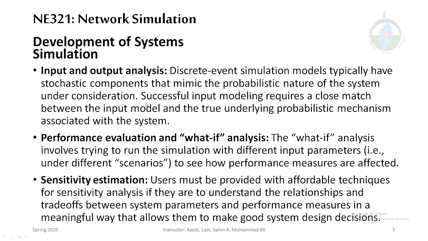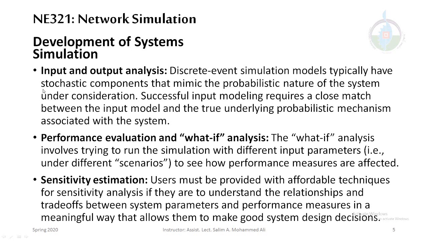The fourth term in the development of a simulation system is input and output analysis. Discrete event simulation models typically have stochastic components. It means that the inputs we generate are based on stochastic components. You will say, what is stochastic? If you study it, then you will know what is stochastic. If you don't study it, then just put in your mind stochastic means random.